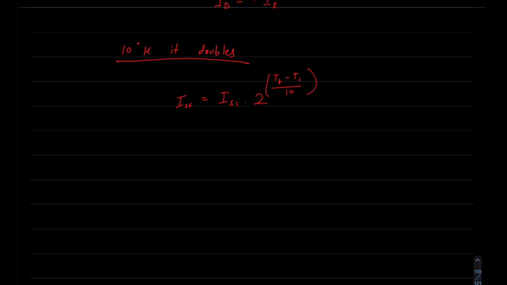So let's say temperature is increased by 10. What happens? ISF equal to ISI times 2 to the power 10 over 10, which becomes ISI multiplied by 2, which is 2 ISI. Right? So it doubles. Every 10 degrees, it will double. So if 20 degrees, then 4 times, 30 degrees, 8 times, 40 degrees, it goes into the power of 2, right?